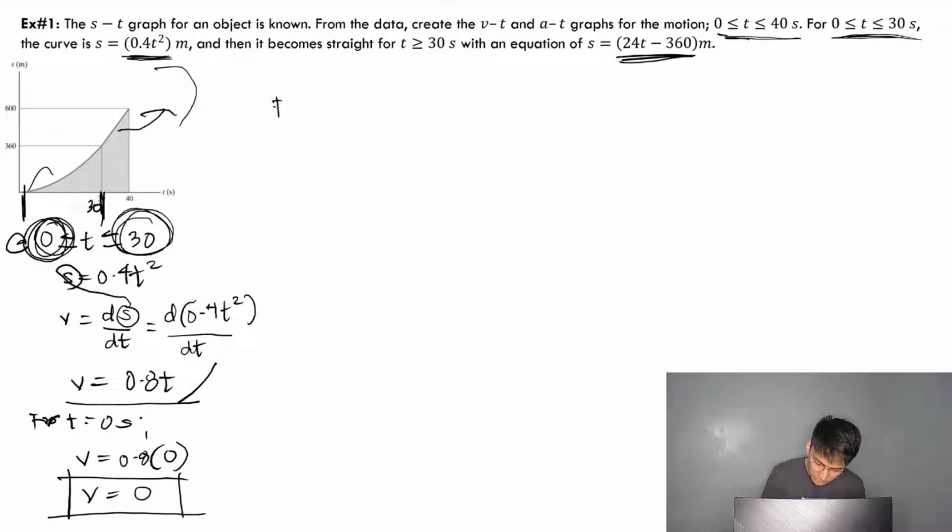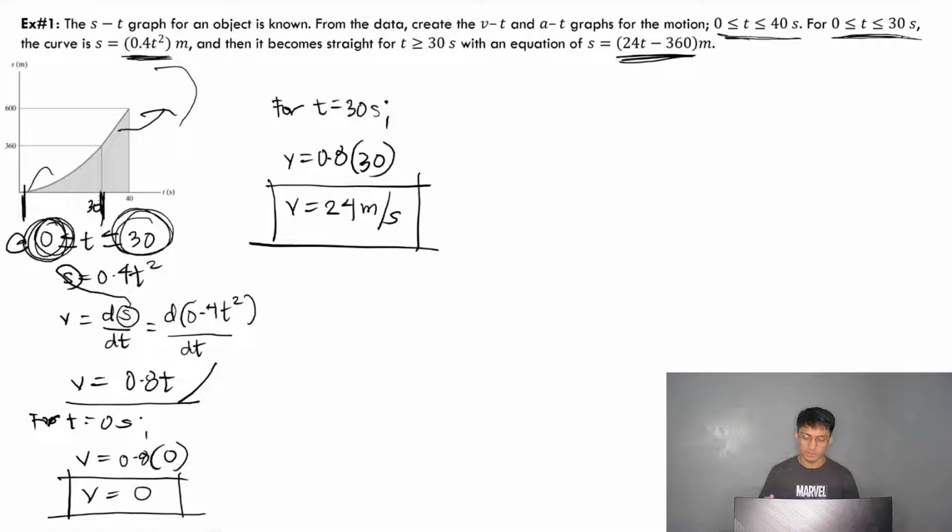Next, for t is equal to 30 seconds. Velocity now is equal to 0.8 times 30 seconds. Ang ating velocity now is equal to 24 meters per second. So, ito na yung unang dalawang points. Ito yung unang dalawang points na ilalagay natin sa VT graph.